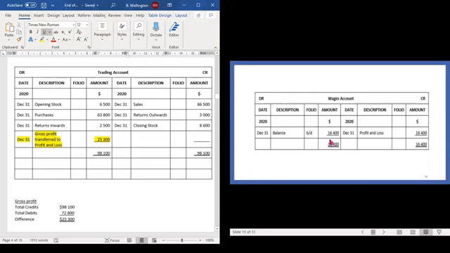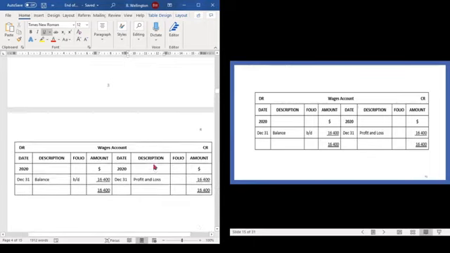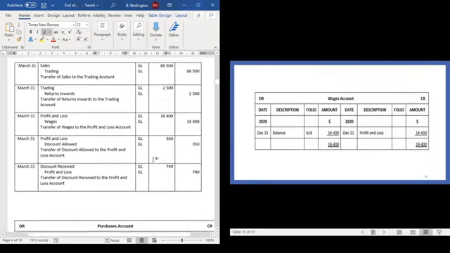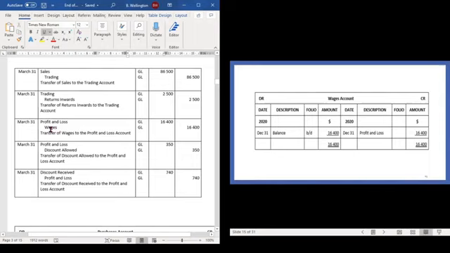Remember we said wages is an expense, so it would have had a debit balance on it. But we are not going to transfer it to the trading account. We're going to transfer it to the profit and loss account, just like our journal entry had said. Let's find that journal entry. Here it is. Debit the profit and loss account with the $16,400 and credit wages with this $16,000.